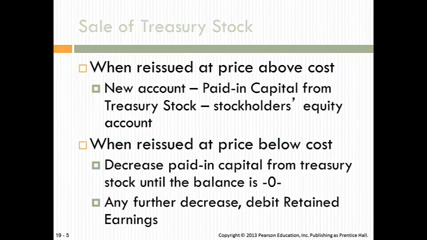Treasury stock can be reissued at a price above or below the cost the treasury stock was originally reacquired for. When it's reissued for more, we increase a paid-in capital account to record the amount above the original price. When it's reissued for less, we decrease the same paid-in capital account until it's used up. Once it's used up, we decrease retained earnings.